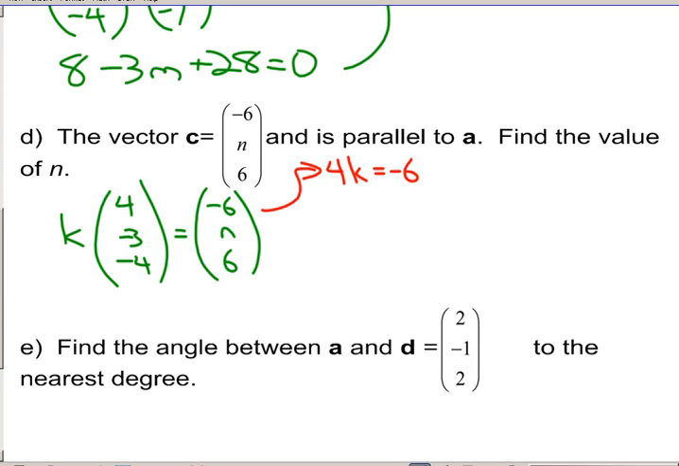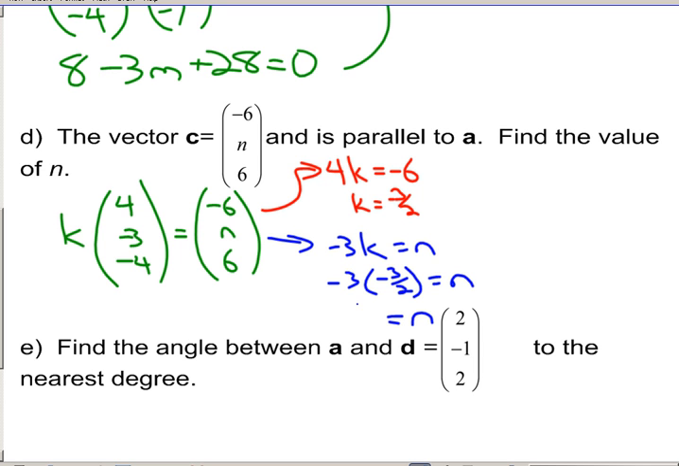So from the first row, I'd have 4k equals negative 6, which would give us k equals negative 3 over 2. The second row will give me negative 3k equals n. Oh, no problem. We can just substitute in for k. Negative 3 times negative 3 over 2 equals n, or n equals 9 over 2. Now you might say, well, was it necessary for us to use those specific 2 rows? No, it's not. If you had chosen to start with the third row of negative 4k equals 6, you also would have gotten k equals negative 3 over 2. You wouldn't have been able to start with the middle row though, because it would have had 2 variables in it.